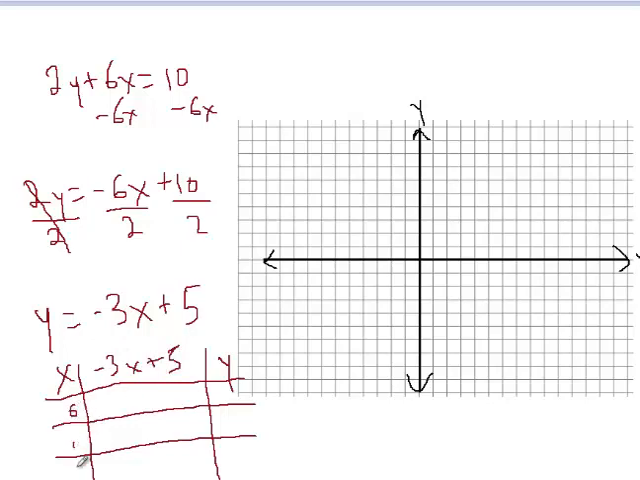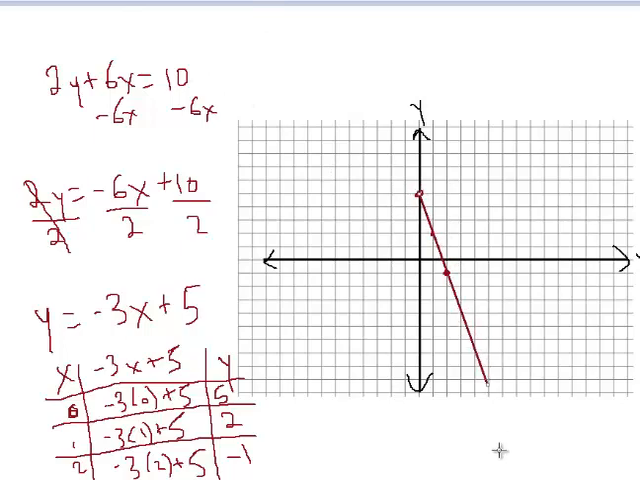Again, I'll pick 0, 1, 2. Negative 3 times 0 plus 5 is 5. Negative 3 times 1 plus 5 is 2. And negative 3 times 2 plus 5 is negative 6 plus 5, which is negative 1. So we've got 3 points. 0, 5, which is 1, 2, 3, 4, 5. We've got 1, 2, which is here. We've got 2, negative 1, which is here. Let us draw our line. And there we go.